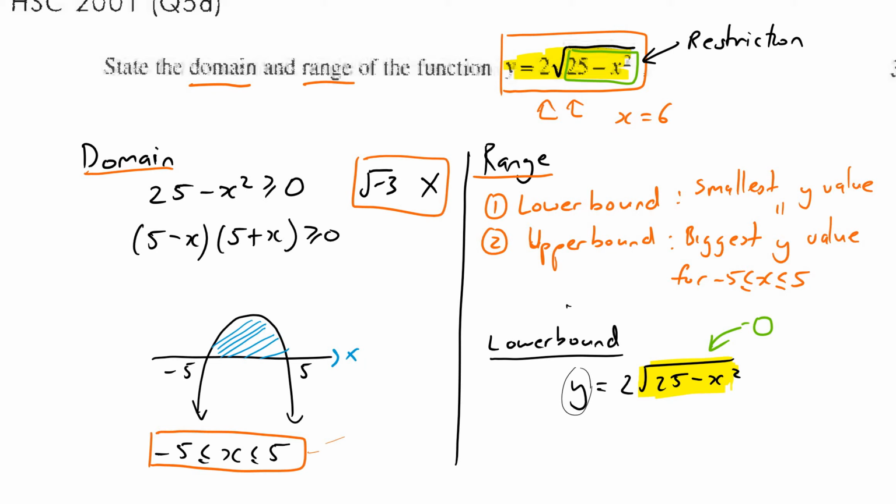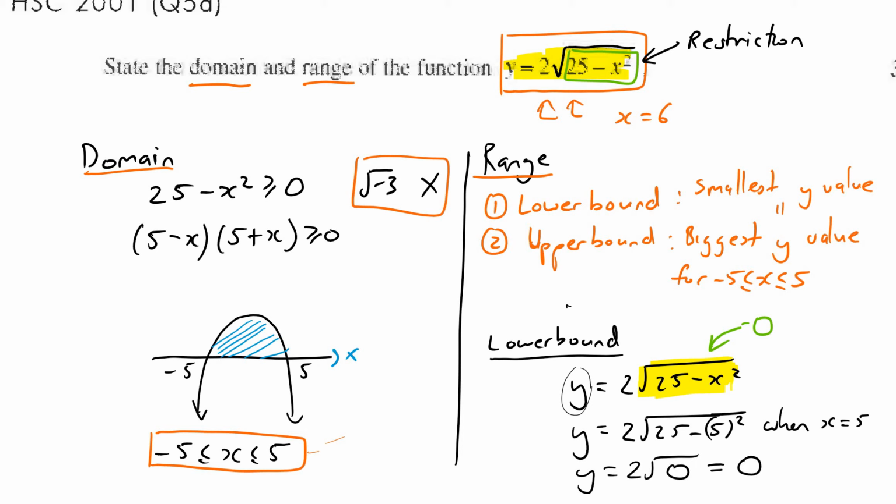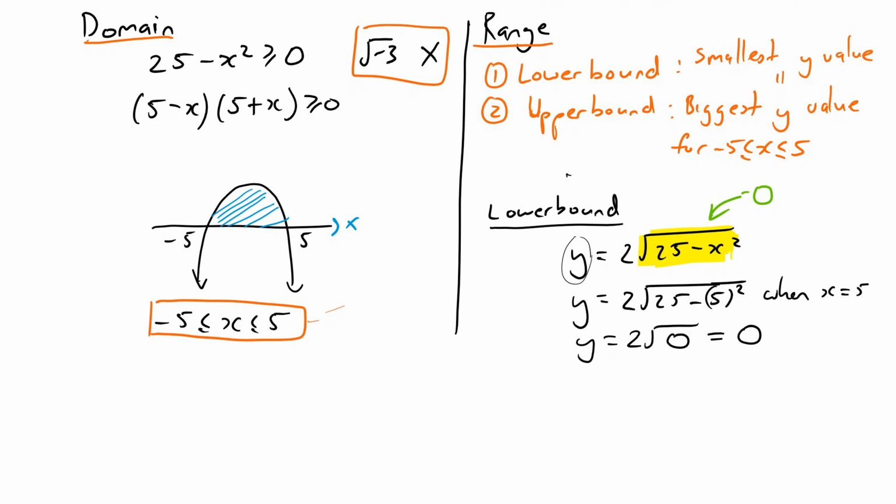That's achieved when x equals 5 or -5. So I might just pick 5 in this case. So when x is 5, what's y going to be? Well, y is going to be 2 times the square root of 25 minus 5 squared, which is 0, and that will be 0. So that is what we call the lower bound. That's the smallest possible y value that we can generate.